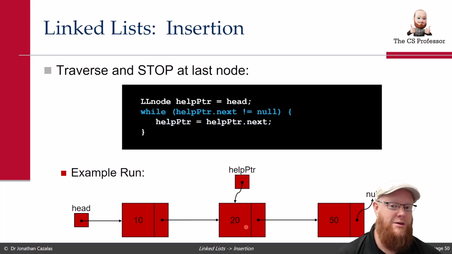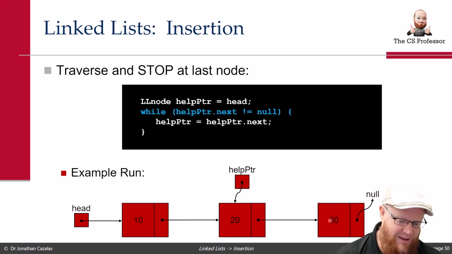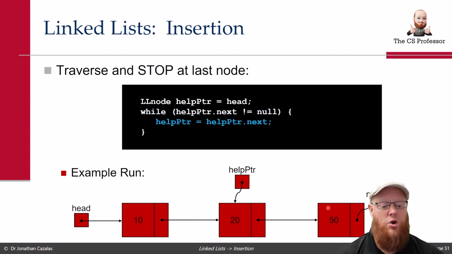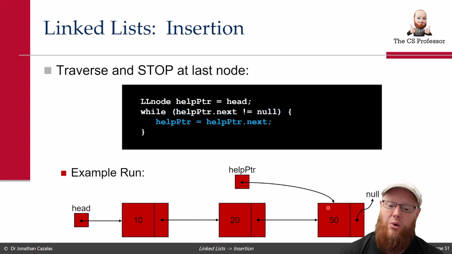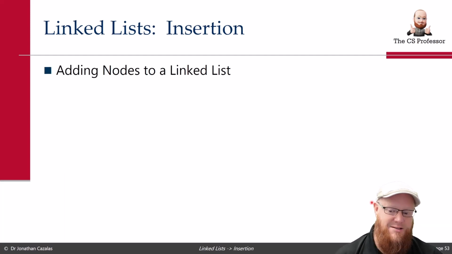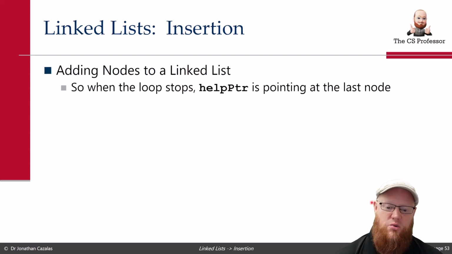And now we do the while condition again. Help pointer dot next does not equal null. Well, help pointer is pointing to 20. Its next is pointing to 50. Is this null? Nope, it's an actual node, 50. So once again, we step over. Help pointer is going to point to that last node. And we do this condition again. Here's help pointer pointing to node 50. The next of 50, though, is null. So now we can exit the loop and we're ready to do the insertion.